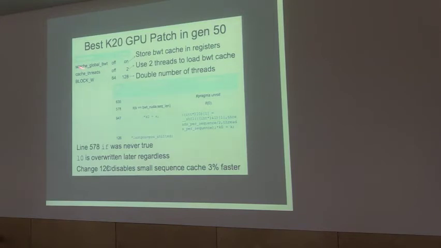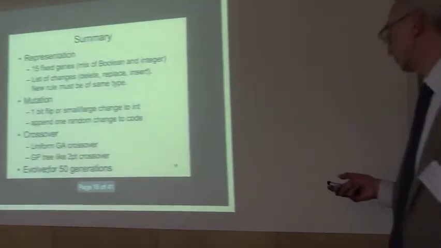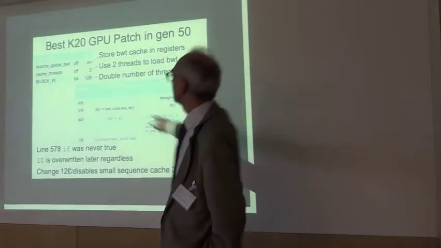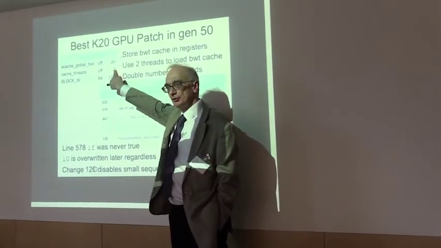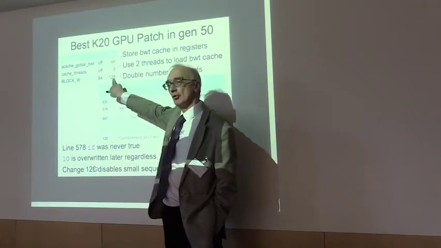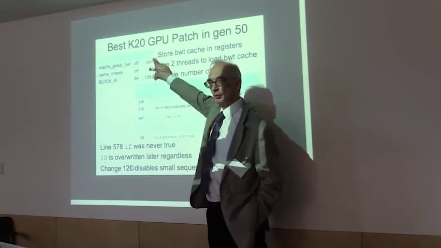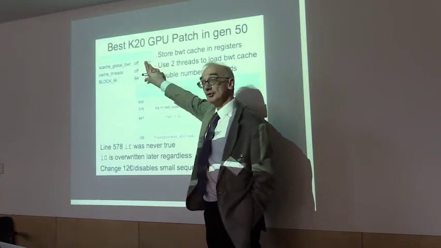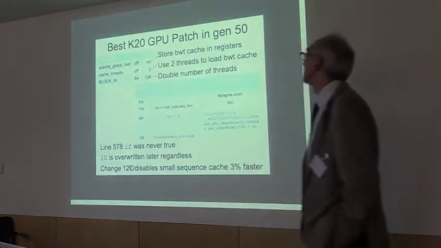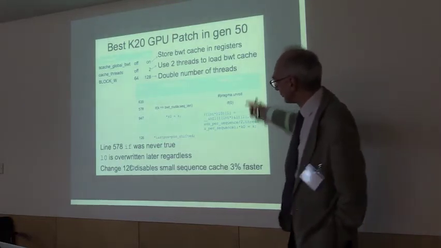In the fixed part, the first one here is a flag which says, instead of putting the BWT cache in local memory, put it into registers. So that's what this does. We double the number of threads used to load the BWT cache, and we double the number of threads in the block. So those are fixed things that we can switch on and off, and those are the values evolution has chosen. And then these are the variable ones.